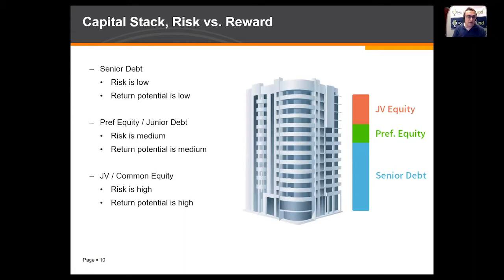And then the joint venture equity, common equity, has the highest degree of risk. And there, the projected return, the potential return on these projects has to be higher. You will need to adjust for risk. But if you are investing in common equity and your potential return is low and the degree of risk is high, well, your risk-adjusted return could be negative. That's the whole point. You have to understand what you're investing into, where it is on a capital stack, and what is the level of risk that investment carries.